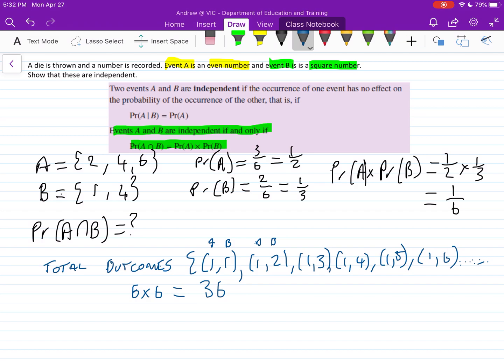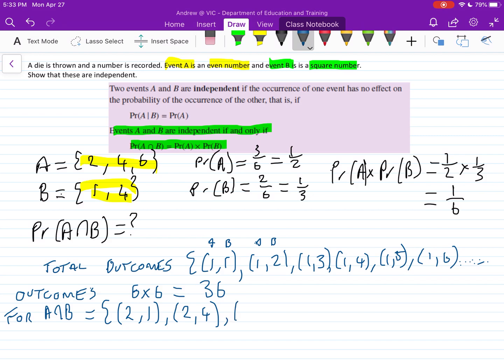Now we just need to work out A intersection B, so all our different outcomes for this. We need to list these out, using the numbers that you've got up here, and do it in a methodical order. I'm going to do outcome A first, so 2, and then we can have 1. Then we've got 2, and we can have 4.